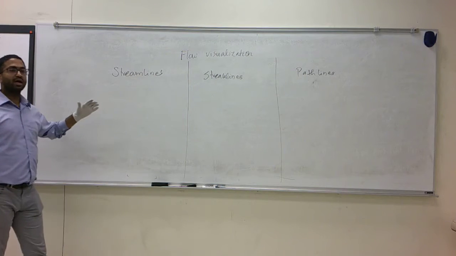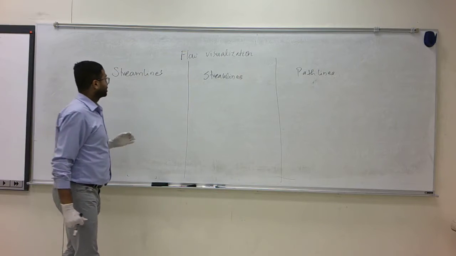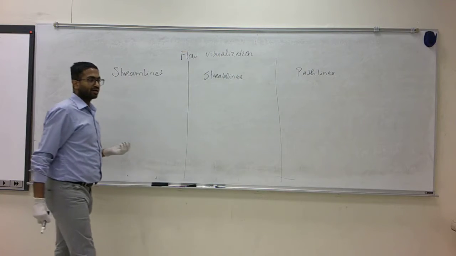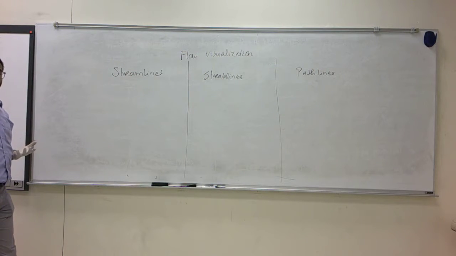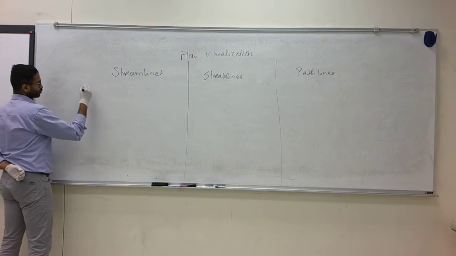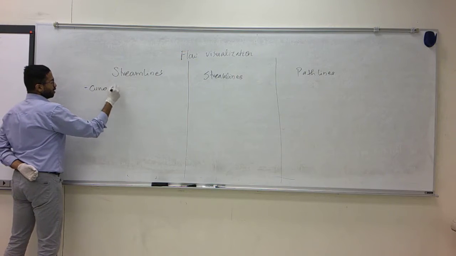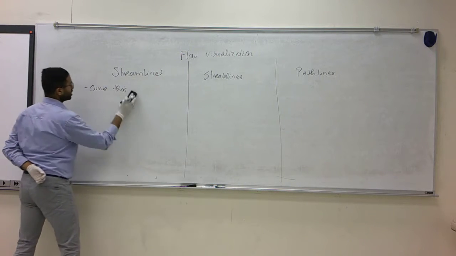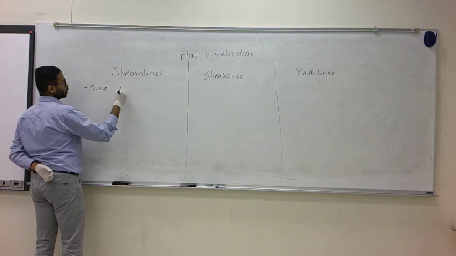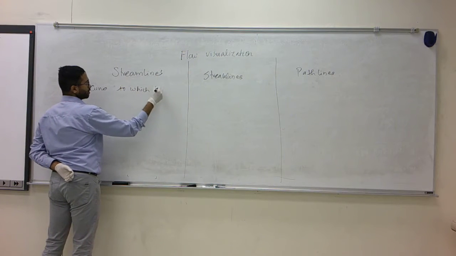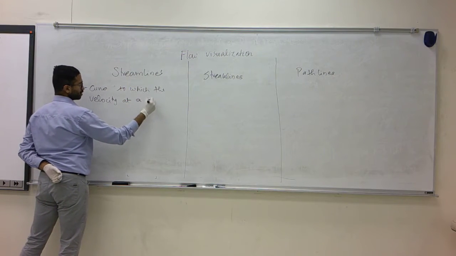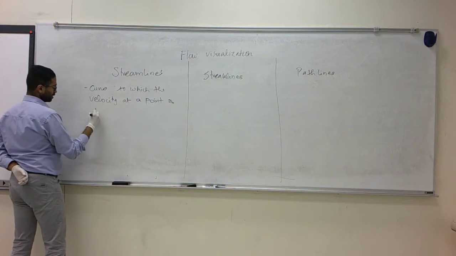Okay, and for that we have three different tools which are called streamlines, streak lines, and path lines, and these are mathematical concepts that are used to visualize the flow. Now, what is a streamline? A streamline is a curve to which the velocity vector at a point is tangential.